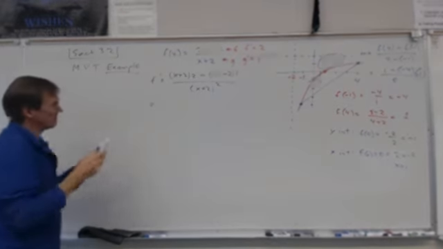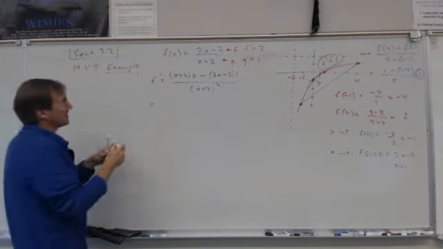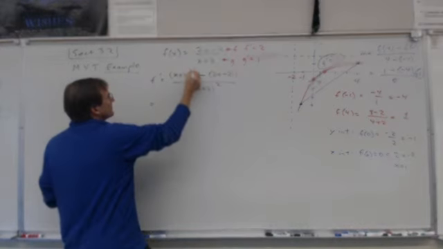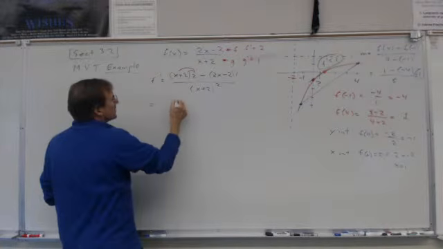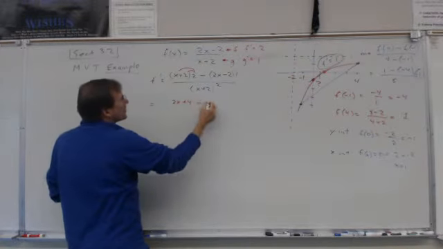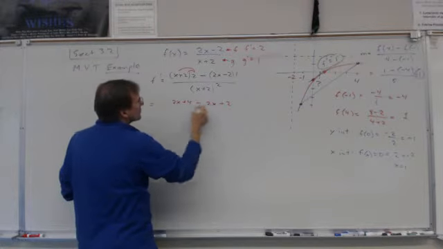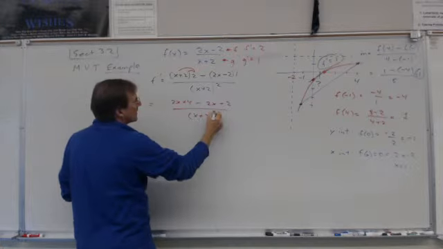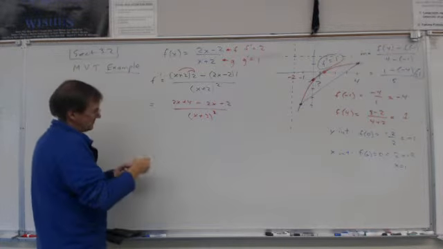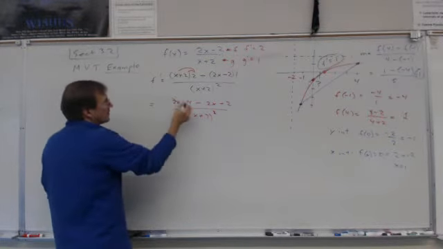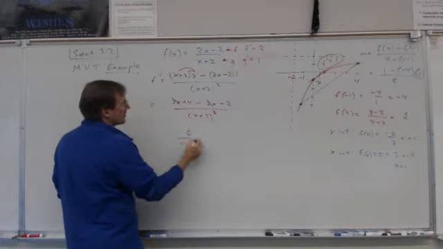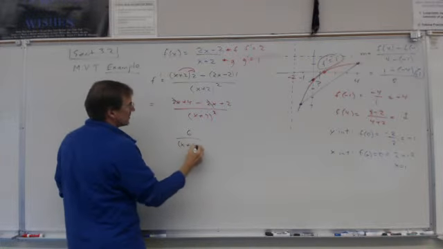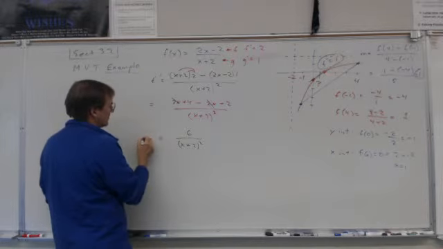Alright? So we simplify that. Let's distribute here. So we end up with 2x plus 4 minus 2x plus 2 all over x plus 2 quantity squared. The 2x's cancel. So we end up with just 6 over x plus 2 quantity squared. So that's f prime.